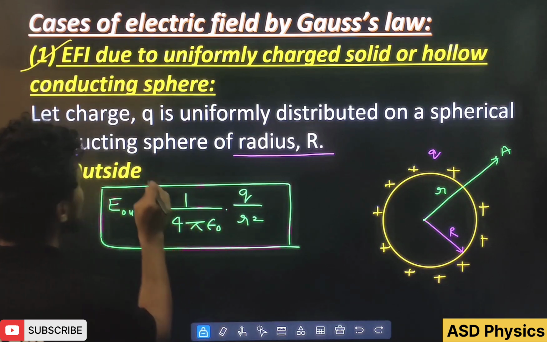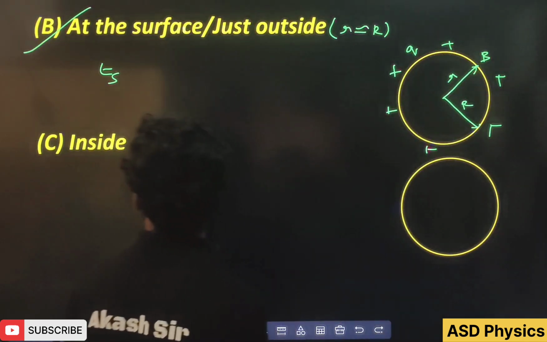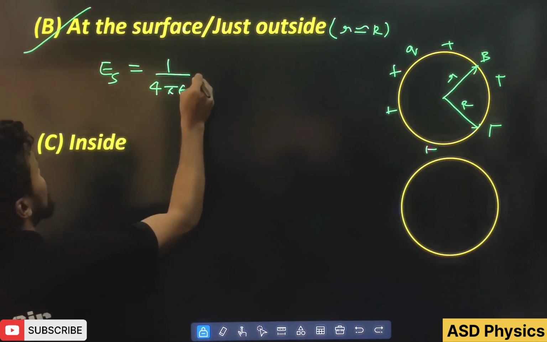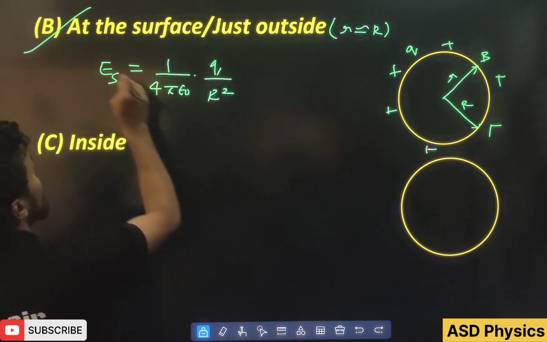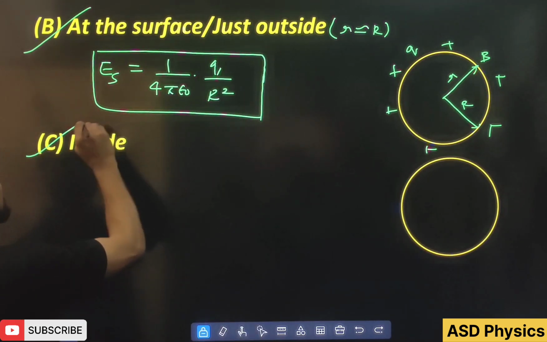Here also, one more thing: R should be greater than R. Next one please. Here, this E surface is given by, again, 1 by 4 pi epsilon naught into Q by R square. This is where? At the surface.